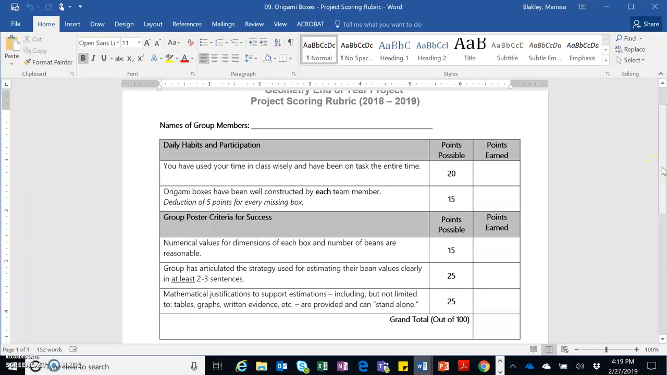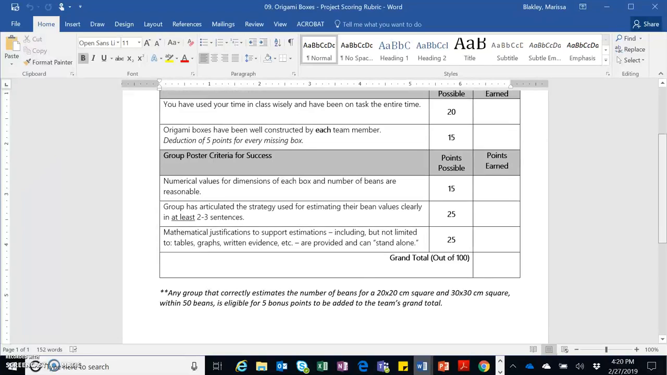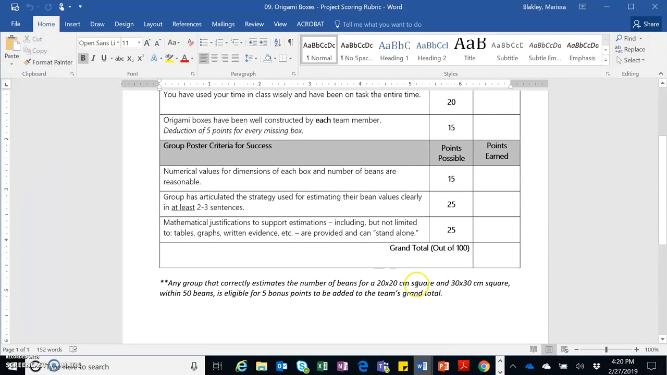I didn't give daily grades. I just waited until the end and graded their posters and their interactions and behaviors using this rubric out of 100. I did offer kids some bonus points if their estimates for the 20 by 20 and 30 by 30 were within 50 beans of the actual values. So that was motivating for some of them. And I think I bought candy or donuts for the group that got the closest and the group that I thought had the best poster.